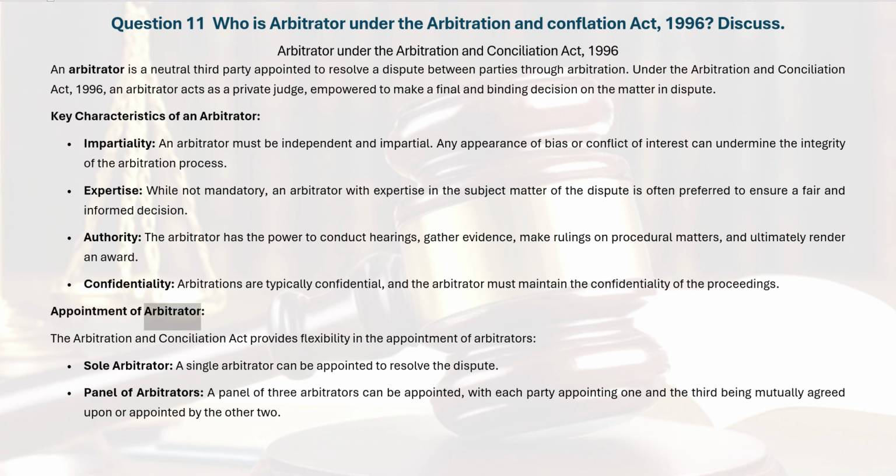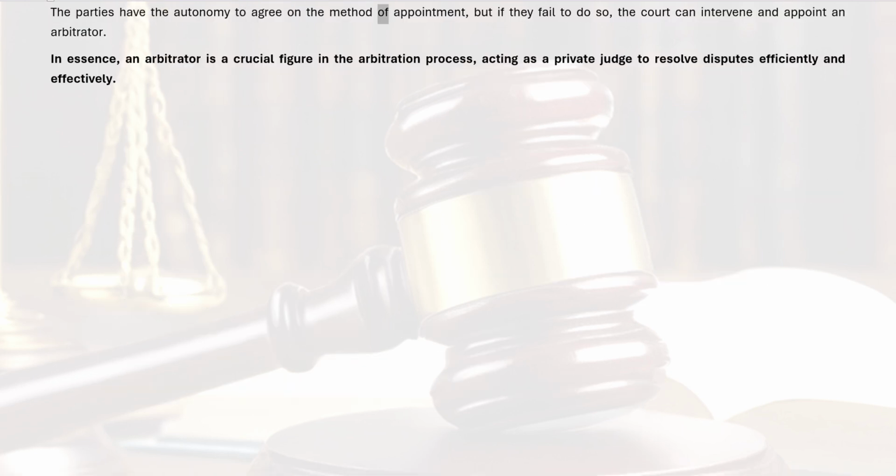Appointment of arbitrator. The Arbitration and Conciliation Act provides flexibility in the appointment of arbitrators. Sole arbitrator. A single arbitrator can be appointed to resolve the dispute. Panel of arbitrators. A panel of 3 arbitrators can be appointed, with each party appointing one and the third being mutually agreed upon or appointed by the other two. The parties have the autonomy to agree on the method of appointment, but if they fail to do so, the court can intervene and appoint an arbitrator. In essence, an arbitrator is a crucial figure in the arbitration process, acting as a private judge to resolve disputes efficiently and effectively.